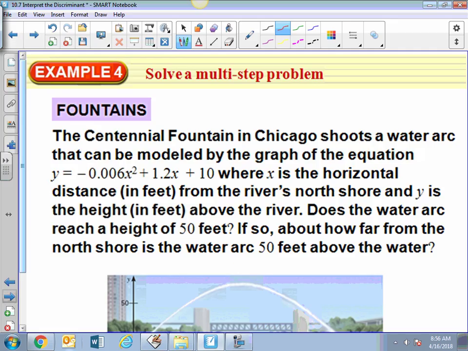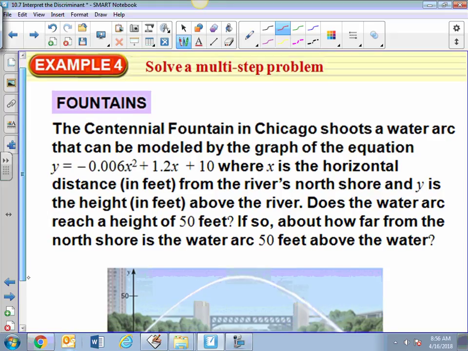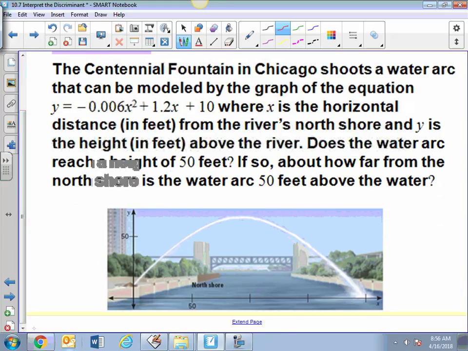Okay, last one. It says the Centennial Fountain in Chicago shoots a water arc that can be modeled by the graph of the equation. So it gives you a model of the equation, where x is the horizontal distance in feet from the river's north shore, and y is the height in feet above the river. Does the water arc reach a height of 50 feet? If so, about how far from the north shore is the water arc 50 feet above the water?